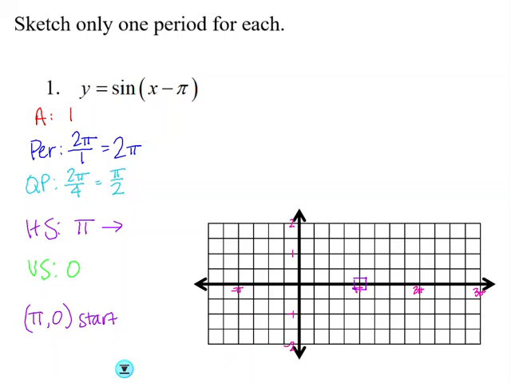Since this is a sine function, if you remember the trick, you start at 0, and you go high, 0, low, high. So we're going to start at 0. Our quarter period is pi over 2, so every pi over 2 we are going to put a point. So we go high, 0, low, 0, and connect the points. So there we have our graph.